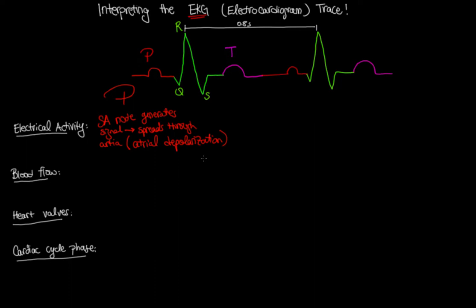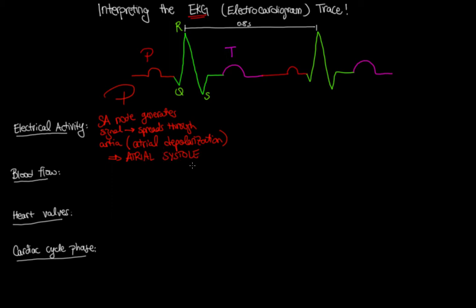Now, what is this going to result in? After the atria depolarize, this results in what we call atrial systole. And for each chamber, you're going to notice that they are going to contract and then relax. Contraction is known as systole, and relaxation is known as diastole. And so systole is always going to precede diastole. So as a result of atrial depolarization, this is going to result in atrial contraction or atrial systole.